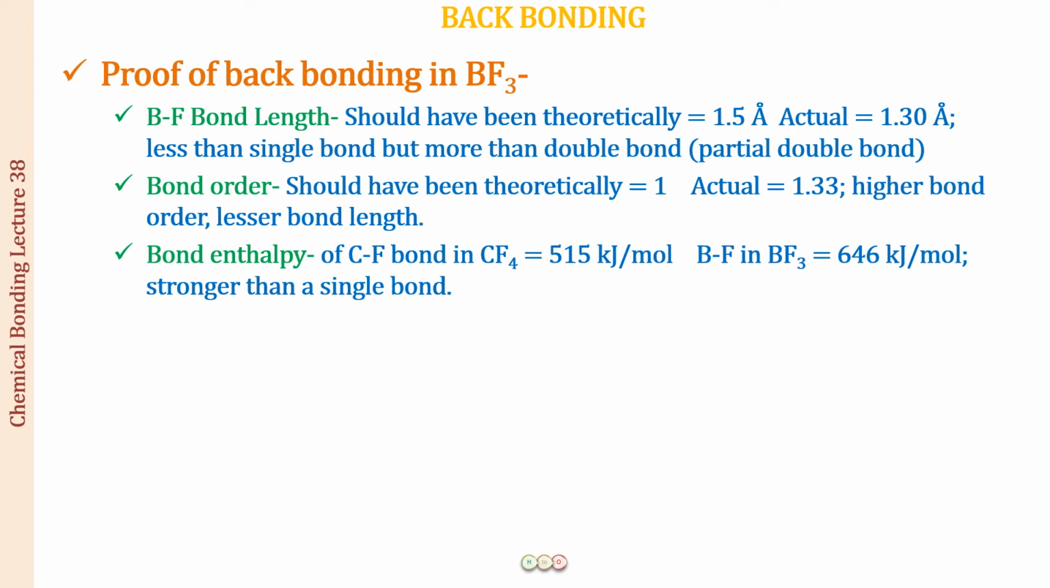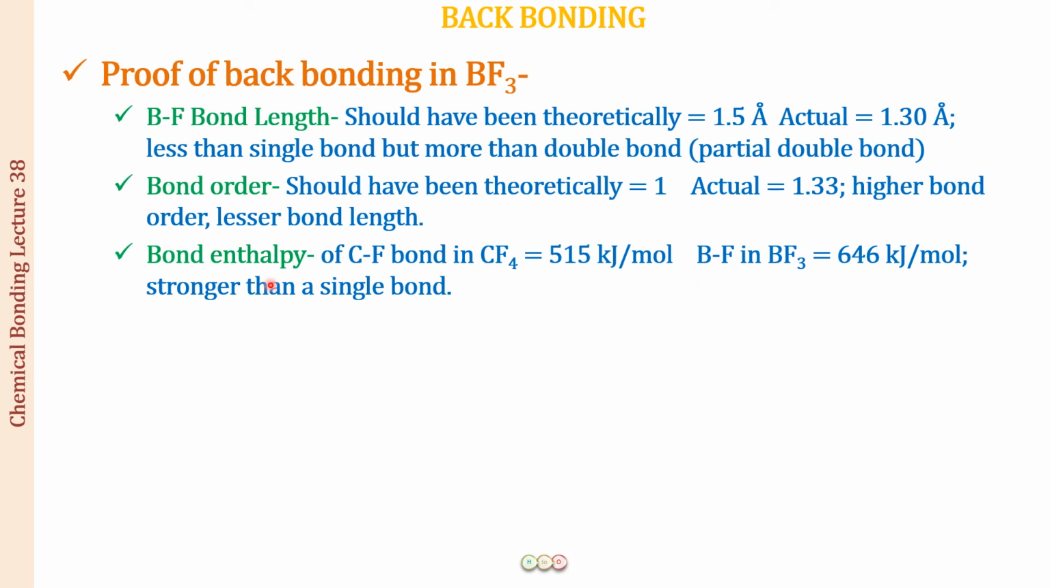Okay, so now what we have is, and this can be asked in the examination also, so be very attentive and understand this question. The question that would be asked to you will be that in the case of the CF4 molecule, the bond dissociation energy for the C-F bond is 515 kilojoule per mole, whereas in the BF3 molecule, the bond dissociation energy value is 646 kilojoule per mole for the B-F bond. Explain.